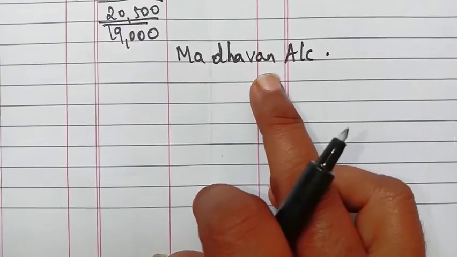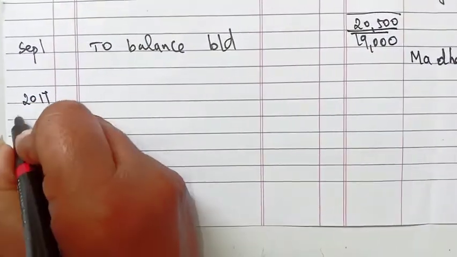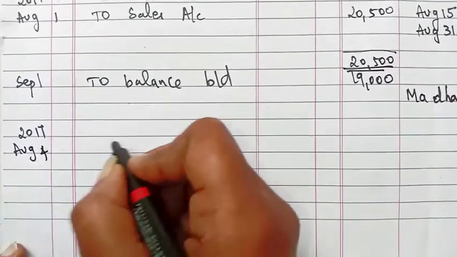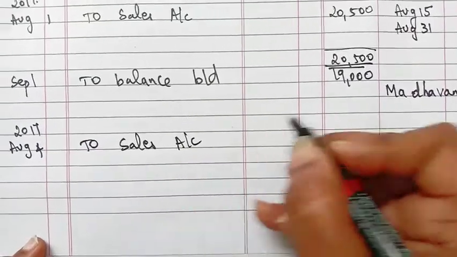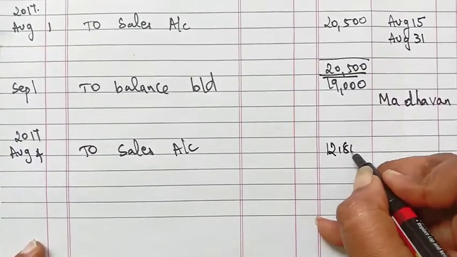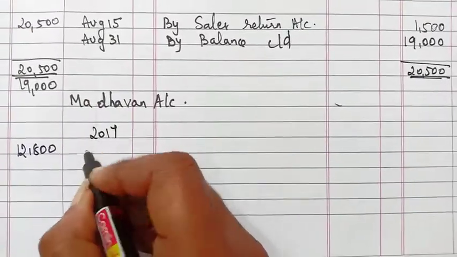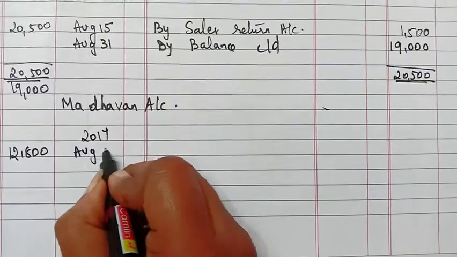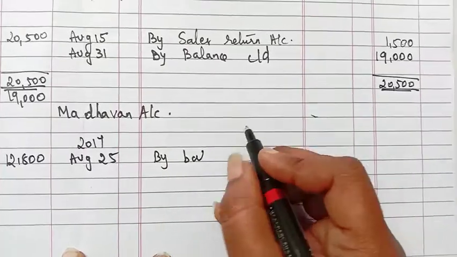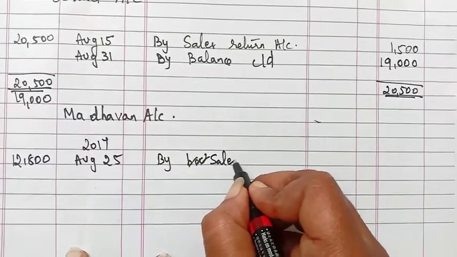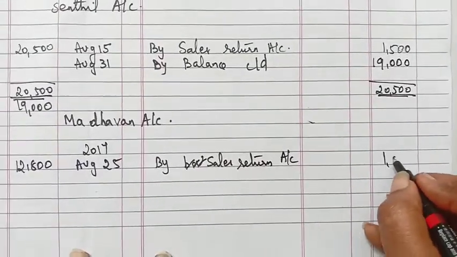Next we'll continue with the Madhavan account. Come to the debit side. We'll write 2017 August 4, to sales account. Amount is 12,800. For Madhavan there is a sales return. 2017 August 25, you can see. We'll write by sales return account. Amount is 1,800.